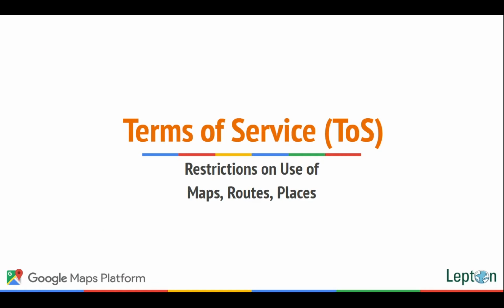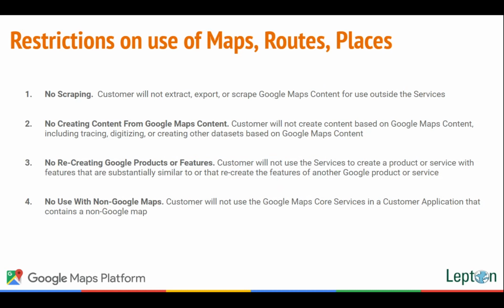There are certain restrictions on the use of Maps, Routes, and Places API. Scraping or illegal caching of Google Maps is not allowed as part of the terms of service of Google Maps. No content creation from Google Maps content. You should not create content similar to what Google Maps is providing by utilizing what is being offered by Google Maps. No recreating Google products or features. No use with non-Google Maps.